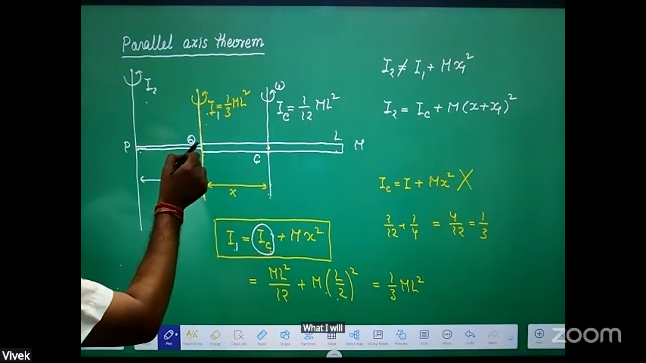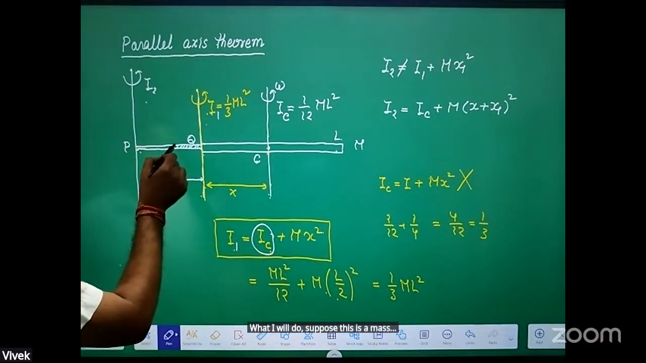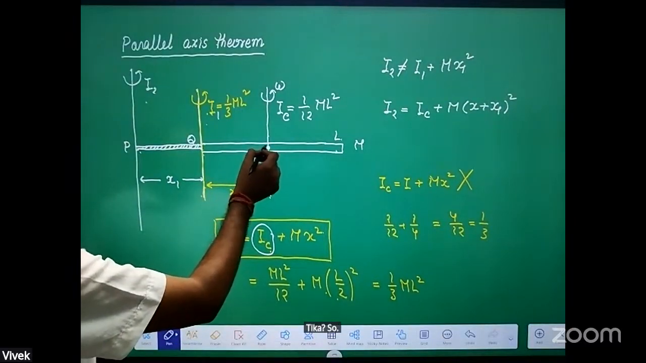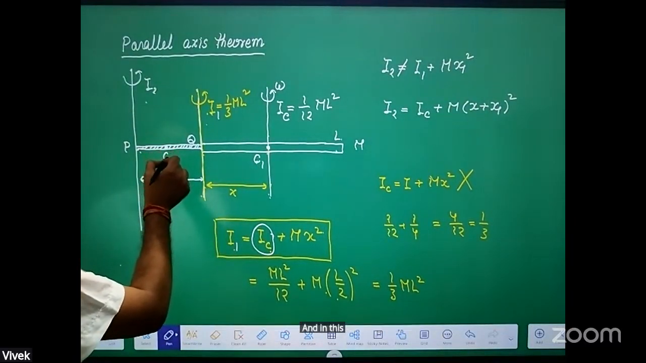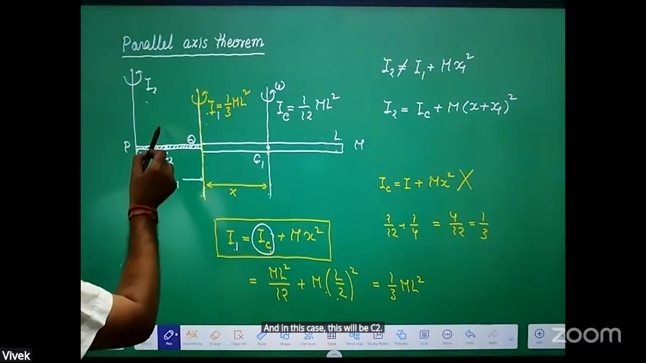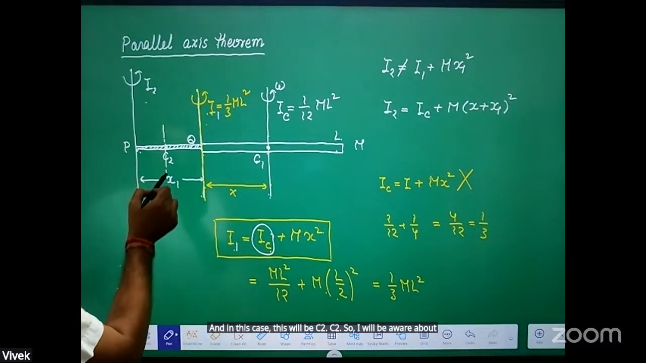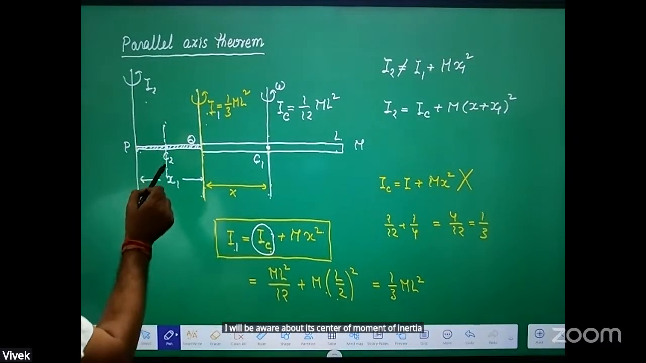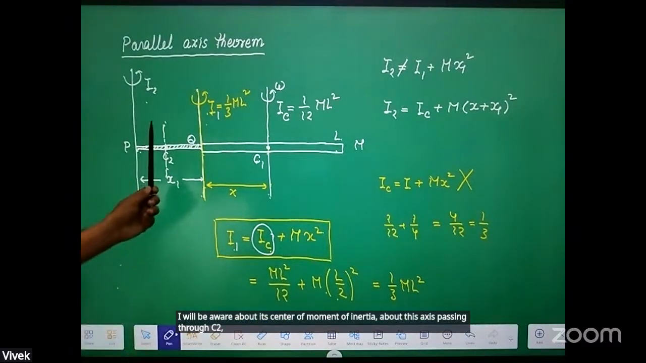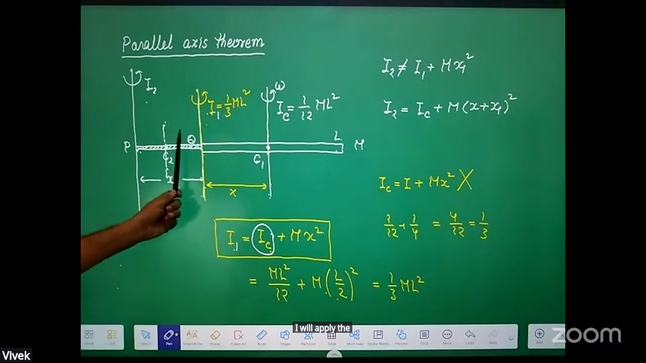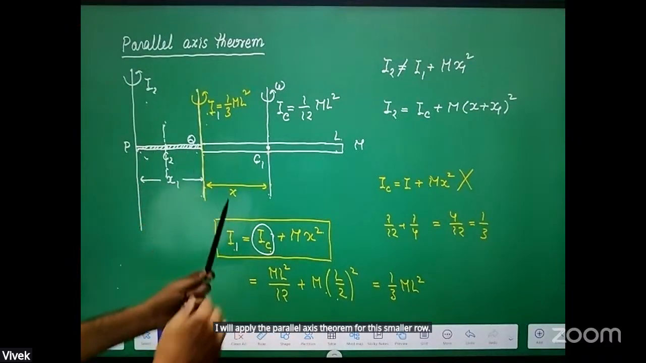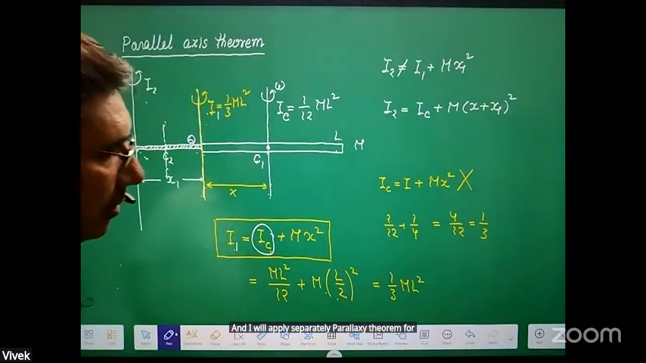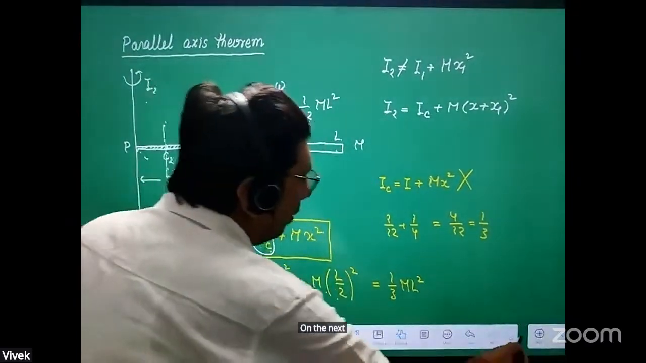Suppose this is a mass. It is also going to have a mass. So I call this center of mass C1, and in this case, this will be C2. I will be aware of this smaller rod's moment of inertia about the axis passing through C2. Then I will apply the parallel axis theorem for this smaller rod, and I will apply the parallel axis theorem separately for this. It is like this. I'm just telling you on the next page.